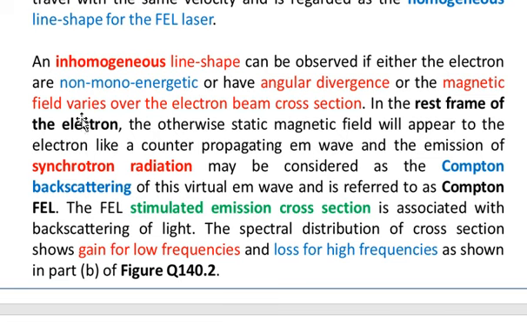In the rest frame of the electron, the otherwise static magnetic field will appear to the electron like a counter-propagating electromagnetic wave, and the emission of the synchrotron radiation may be considered as the Compton backscattering of this virtual electromagnetic wave, and is referred to as the Compton FEL, that is the Compton free electron laser.